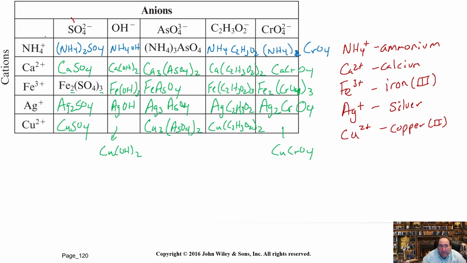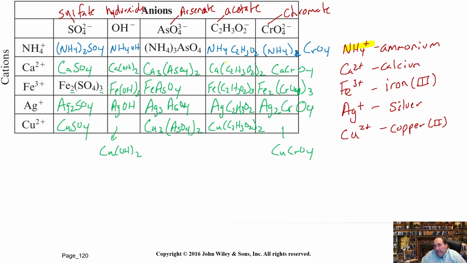Coming up on top here, we got sulfate. We have hydroxide. We have arsenate. This is acetate. And that is chromate. All right, now we got the bases of all of our names going on. Let us roll through these like we did last time. Here we go, highlighting as we go along which the names are. So hopefully you have these down.